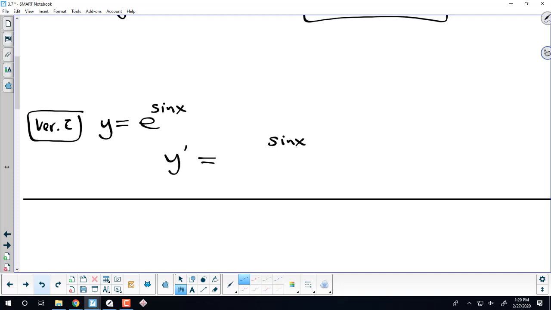The derivative of the outer function is e to something, and so that's just e to that same power. Derivative of the outer with the inner function left alone. And then we multiply that by the derivative of the inner. So we have e to the sine x times cosine x.